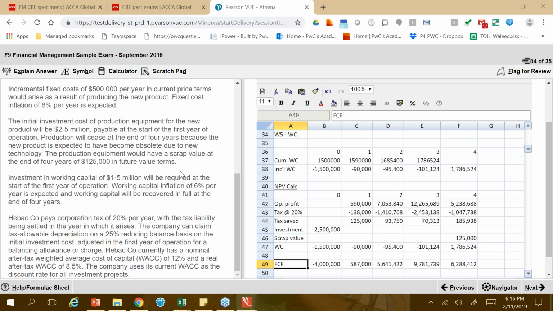Where is the test marketing cost? Well, the test marketing cost was a sunk cost, and sunk cost never comes in our NPV calculation. So let's just do the operating profit line and then close this NPV.